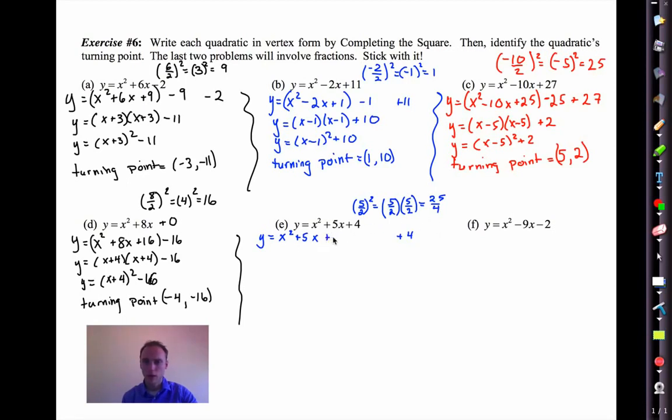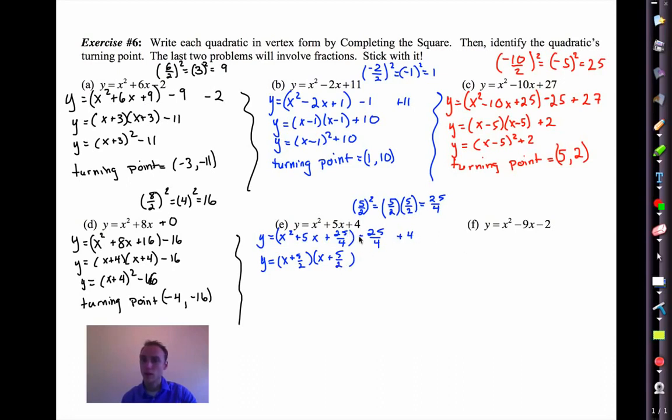Well, if I add 25 over 4 and subtract 25 over 4, I can factor this, and this will give me a perfect square, believe it or not. Well, let's think to ourselves, what 2 terms multiply to 25 over 4, but add to 5? I'll give you a hint. They're right here. 5 halves times 5 halves gives me the 25 over 4. And 5 halves plus 5 halves, well, that's 10 halves, right? Or just 5. So this is really x plus 5 halves times x plus 5 halves.